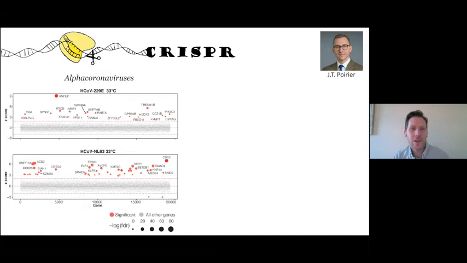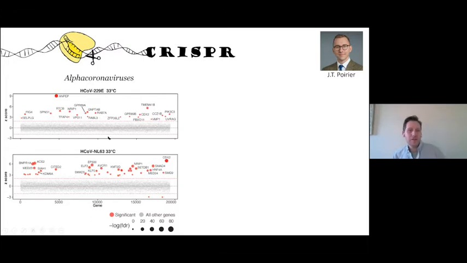So shown here on the left are the 2 screens that we did for alpha coronaviruses with 229E on the top and NL63 on the bottom. And what I'm plotting here is all across the x-axis is an arbitrary ordering of all the genes in the genome, where each dot represents a different gene. And then on the y-axis is the z-score is plotted, so that anything above or below these dotted red lines is considered significant. And there's additional information here in the size of the dot.